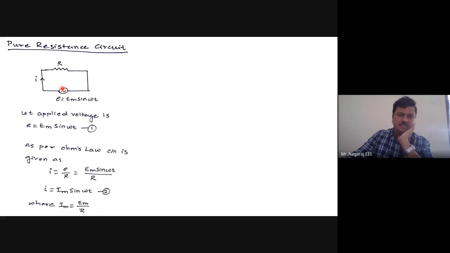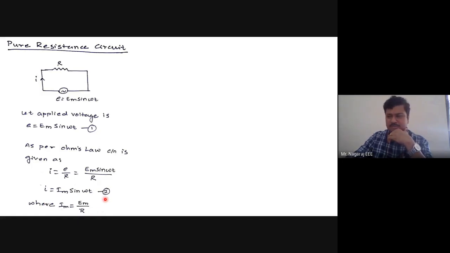If voltage is 0, current is 0. If voltage is maximum, current is maximum. If voltage is negative, current is negative. So whatever nature the voltage follows, we get the same nature in the current. Therefore, I can write Im equal to Em by R: Em, the maximum voltage, divided by the constant resistance, gives a constant maximum value of current. So Im is equal to Em by R, and I equal to Im sin omega t.